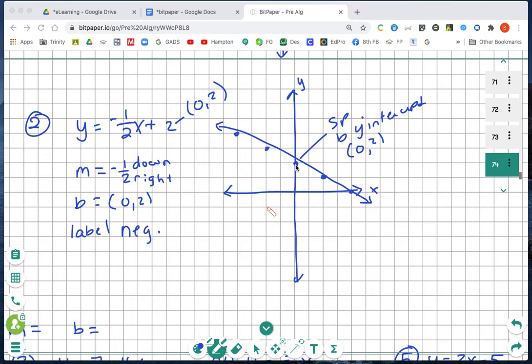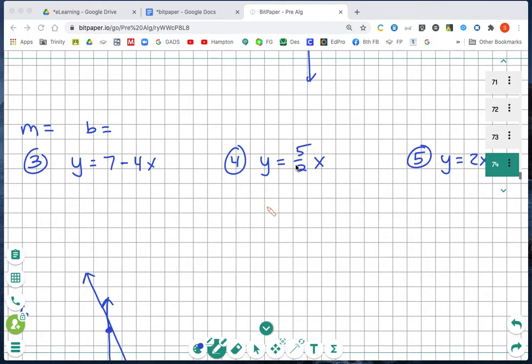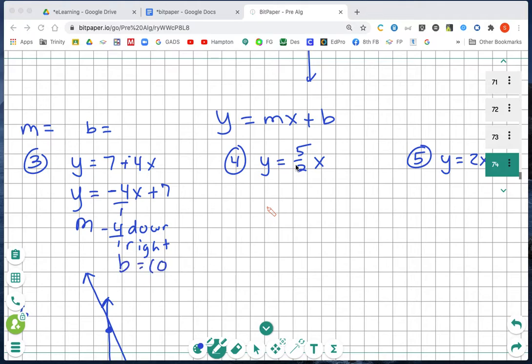Now sometimes we just want to look at an equation and be able to find our slope and our y-intercept. So the first thing that we look at on number 3 is that it's in the wrong order. So we need to add a line and change the sign so that we can do commutative property of addition. Y is equal to negative 4x plus 7. Now it is in the y equals mx plus b order. Our m is going to be negative 4 over 1, which is down 4 to the right 1. And our b is going to be 0, 7.